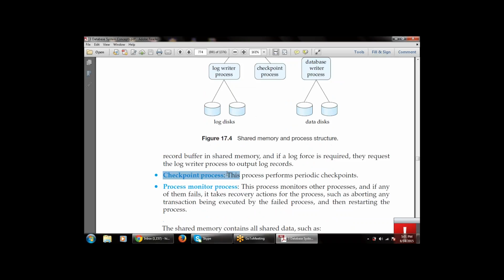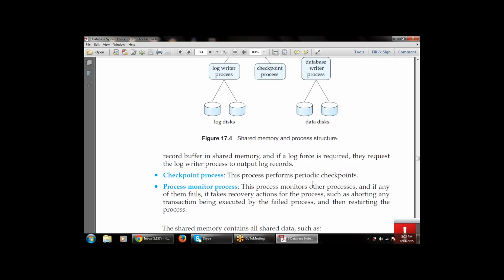Then next is the checkpoint process. This process performs periodic checkpoints. Then the process monitor process monitors other processes, and if any of them fails, it takes recovery actions for the process, such as aborting the transaction, or restarting the transactions or the processes.